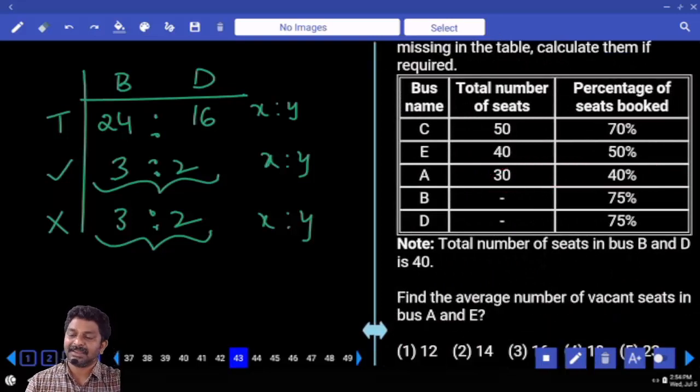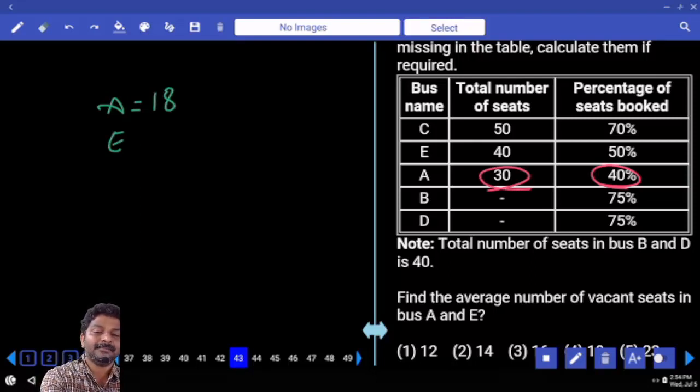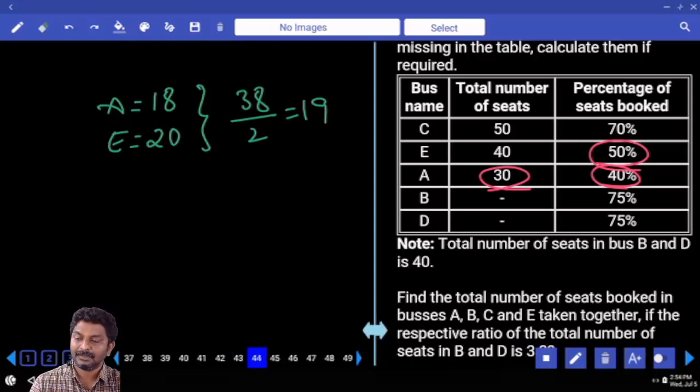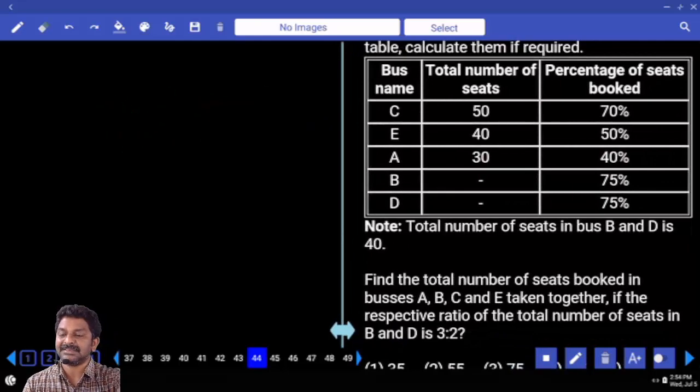Find the average number of vacant seats in A and E. In A, 40% are booked, remaining 60% of 30. And then E, 50% are booked, remaining 50% of 40, 20. The sum is, but the question is average, right? Answer 19.